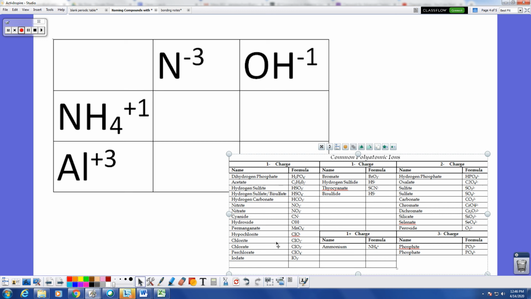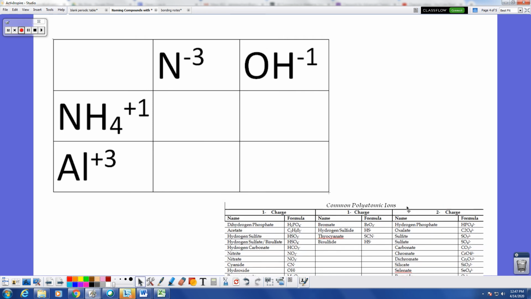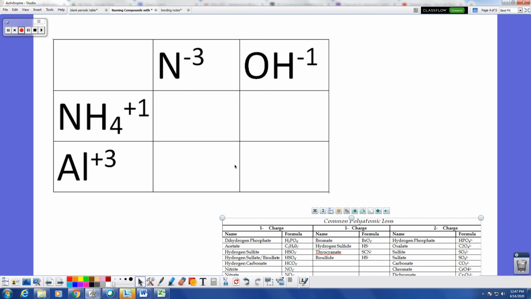These are polyatomic ions, and so they exist as a unit, and they have a name that represents them as a unit. So we're not going to talk about the names so much right now. We're going to talk about how we do the formulas.